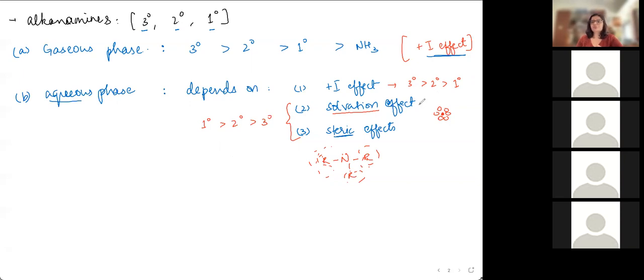Indirectly, because of steric effects, as I said, both are related to each other. If you compare a tertiary versus a primary amine, the primary will be better solvated, so more polarity and higher basicity. In the tertiary, again because of steric hindrance, it's not as solvated. This is a universal rule for solvation: small size is favored. Small size means more solvation.